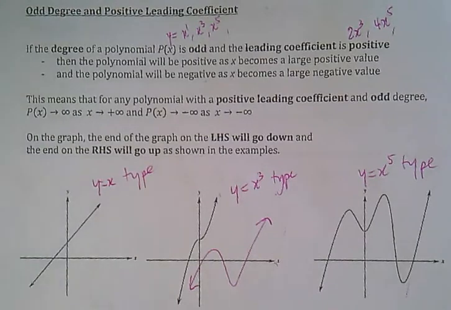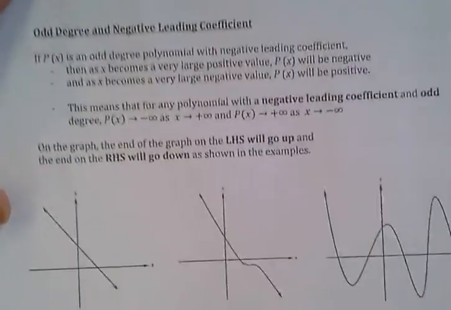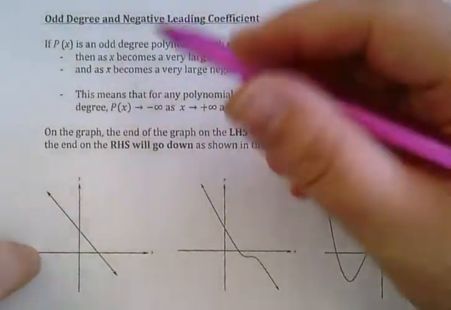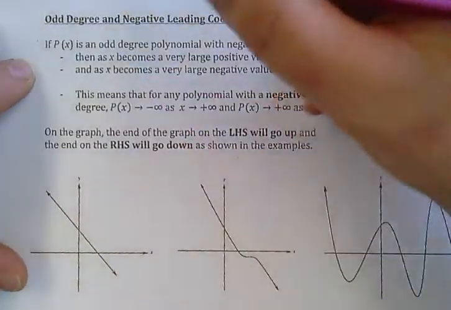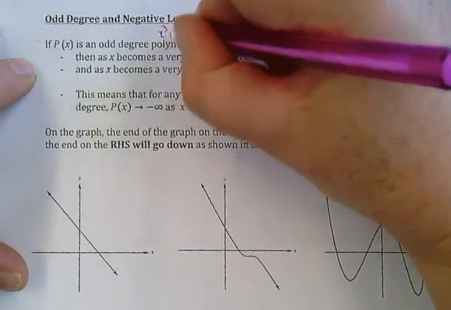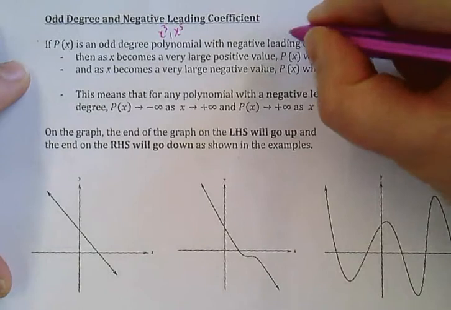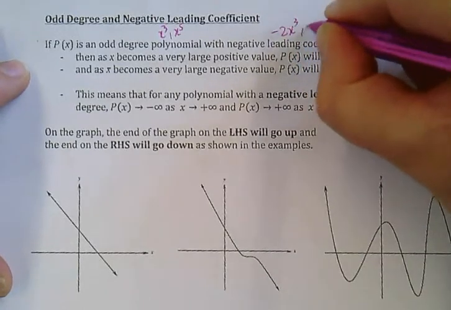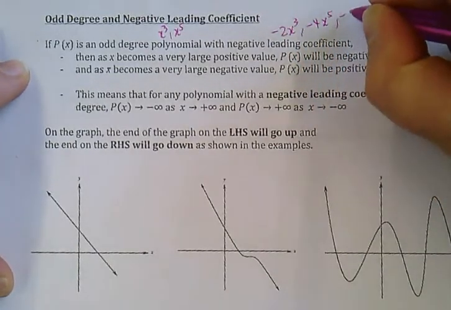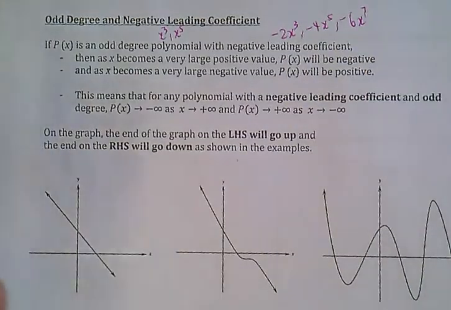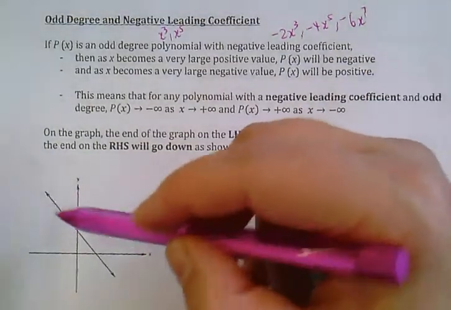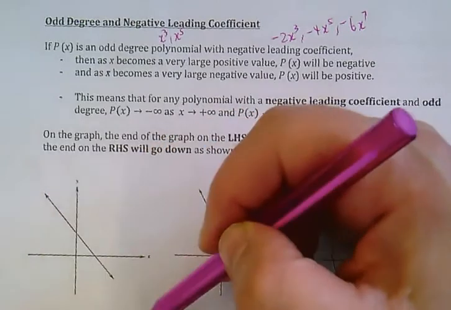So x cubed type, x to the power of 5 type, x to the power of 7 type with a positive leading coefficient. Then you can have an odd degree and a negative leading coefficient. So if you've got an odd degree like x to the power of 3, x to the power of 5, but a negative leading coefficient such as negative 2x cubed, negative 4x to the 5, negative 6x to the 7, etc., then it starts from the top and goes down.